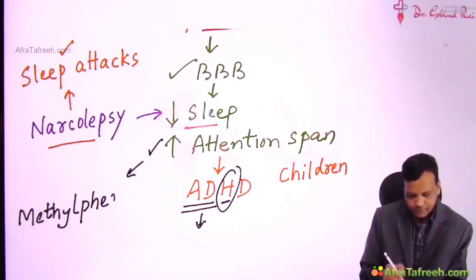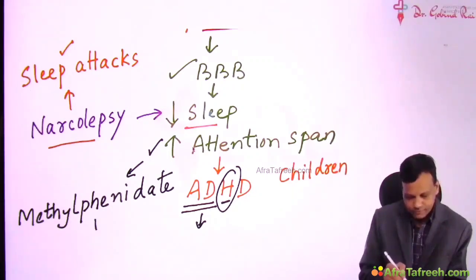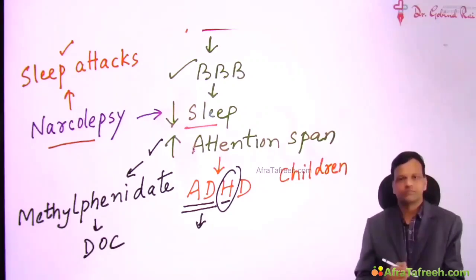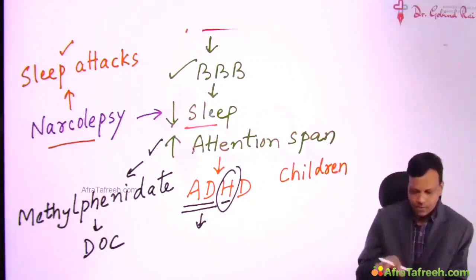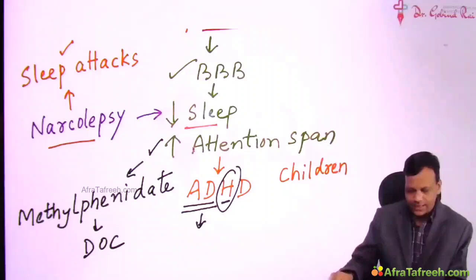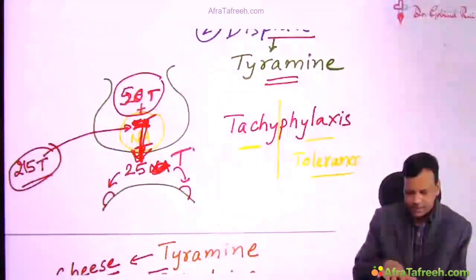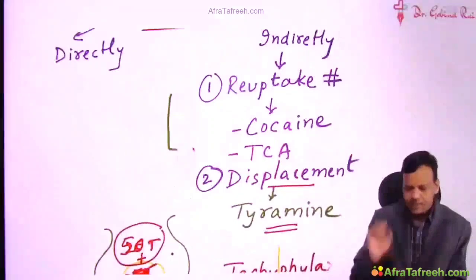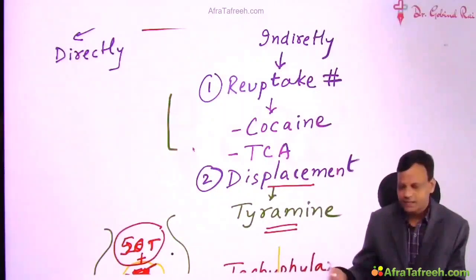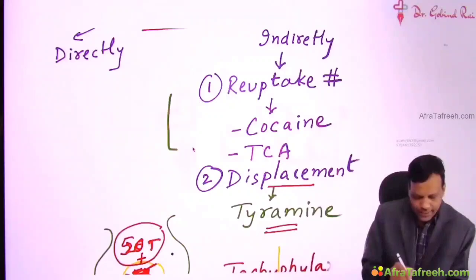Methylphenidate is a drug of choice for ADHD. Clear? So that is all about the indirectly acting sympathetic drugs. So drugs acting by inhibiting the reuptake and drugs acting by causing the displacement. Now we'll move to directly acting drugs.